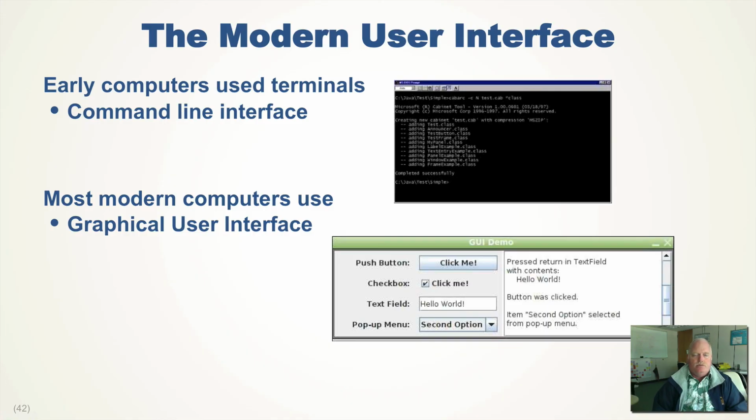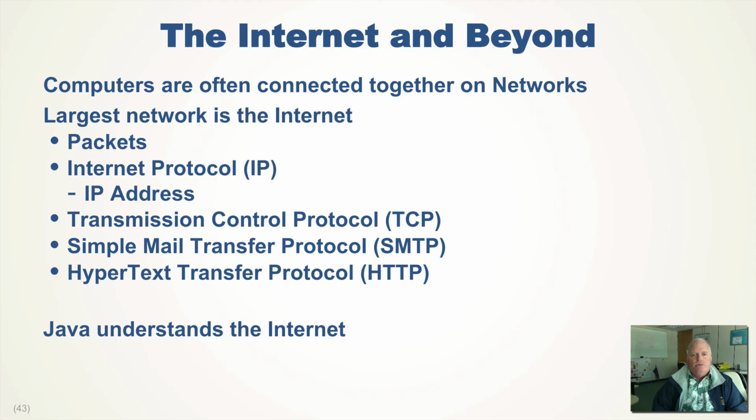And then the last sort of state of where we are is the internet. Back in the day, most computers were standalone. Now they're often connected together on networks. The largest network is the internet. The internet sends data to the computers via packets using the internet protocol. Each computer has its own IP address. There is another protocol, the transmission control protocol, TCP, that allows you to guarantee that you'll get your messages through.